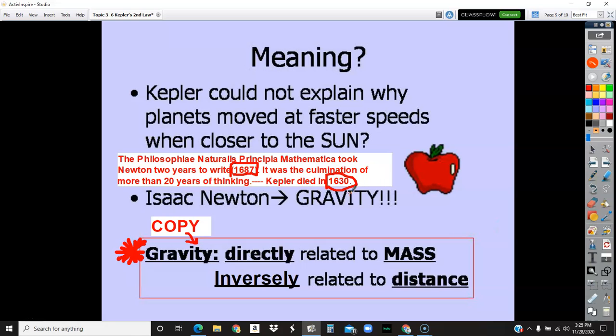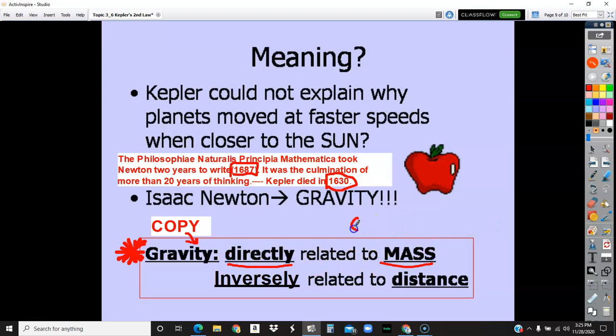So again, Kepler didn't know. People would ask him, okay, I know what you're saying, right? We speed up when we're closer, we slow down when we're further, but why? He couldn't explain why. He didn't know about the force of gravity, which is affected by two things, mass and distance. It's a direct relationship with mass, right?